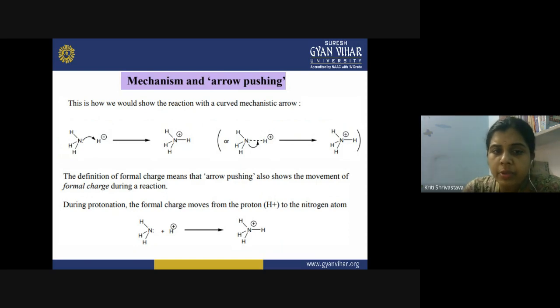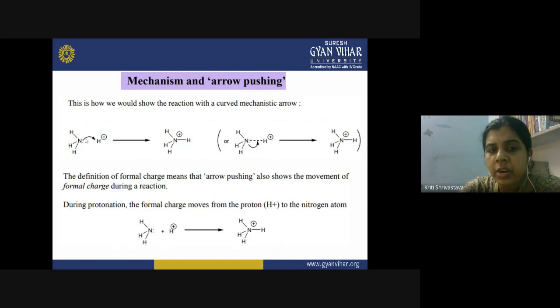So during the protonation, the formal charge is moving from the proton to the nitrogen atom. So the formal charge is moving in the opposite direction of the movement of the electron. So this arrowhead is also representing the movement of the formal charge. Movement of the formal charge is reverse to the direction of the arrow, right? So it is showing two things to us. Arrow pushing is showing us the direction of the movement of the electron, and also the movement of the formal charge.